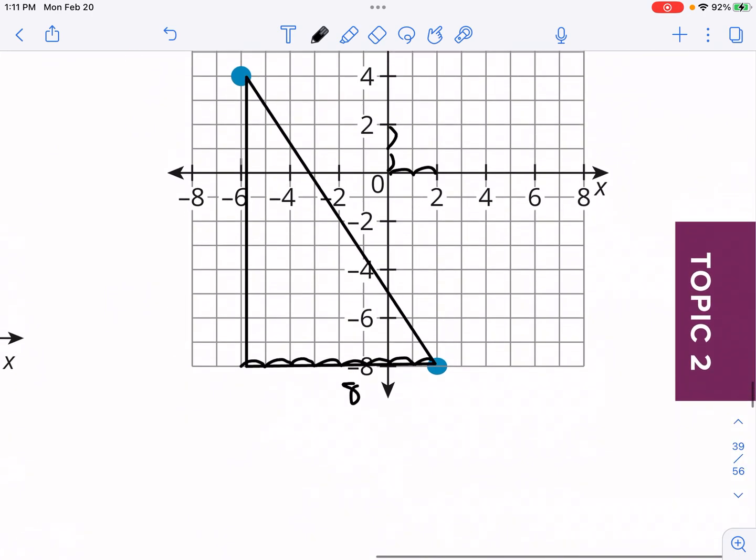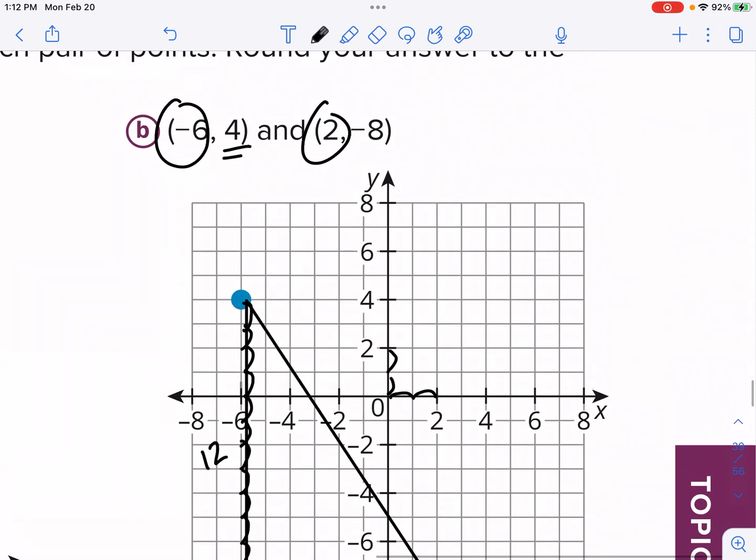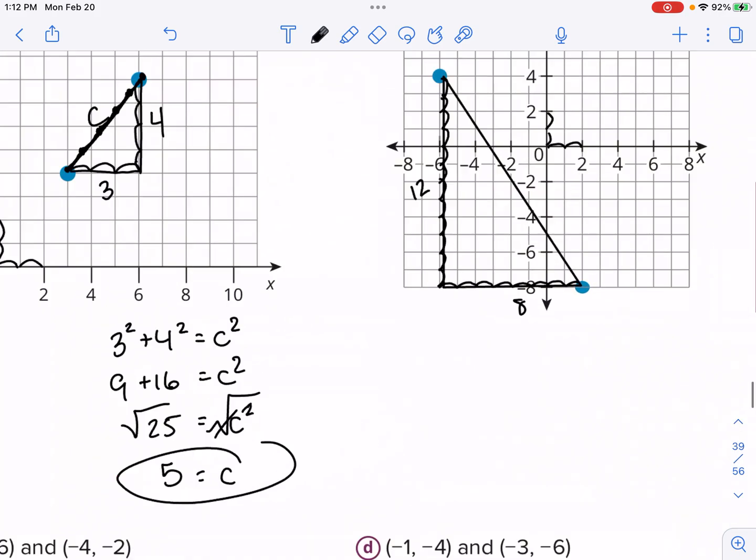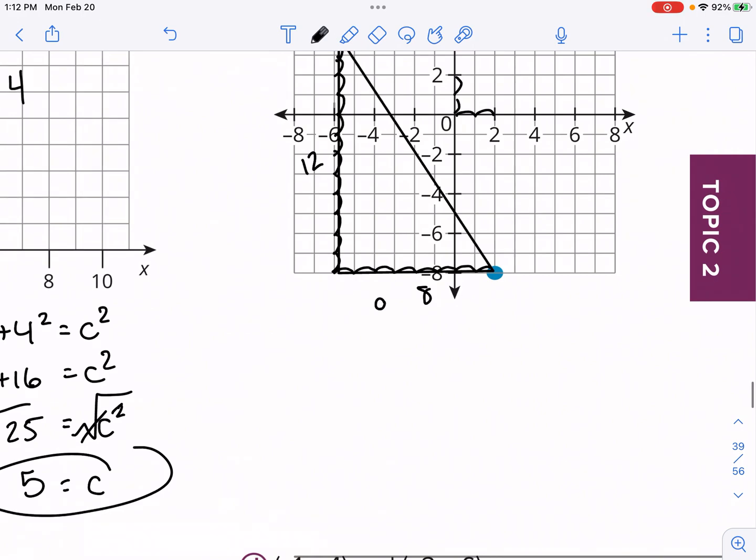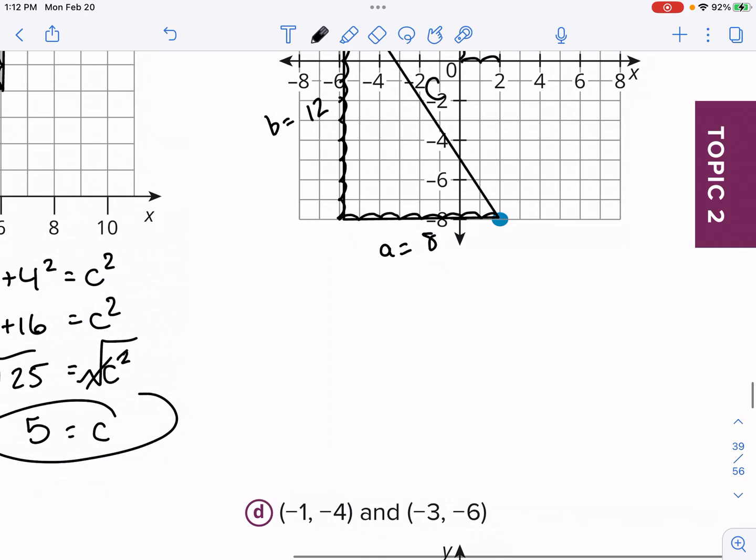All right, let's go here. 1, 2, 3, 4, 5, 6, 7, 8, 9, 10, 11, 12. 12 units. And these two numbers are 12 units away. Okay. Let's say 8 is A, 12 is B, and our hypotenuse is C. And pretty much when we're finding the length of a diagonal line, that diagonal should always be C.